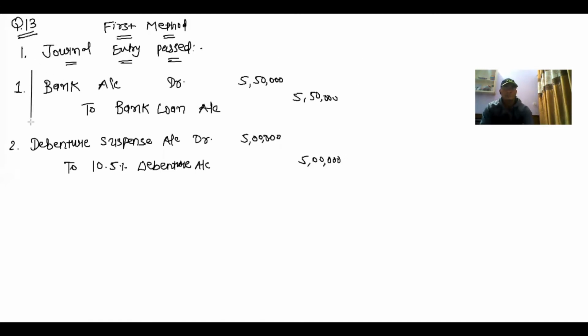So there are two entries, simply date, particulars, LF, debit and credit. Very simple.